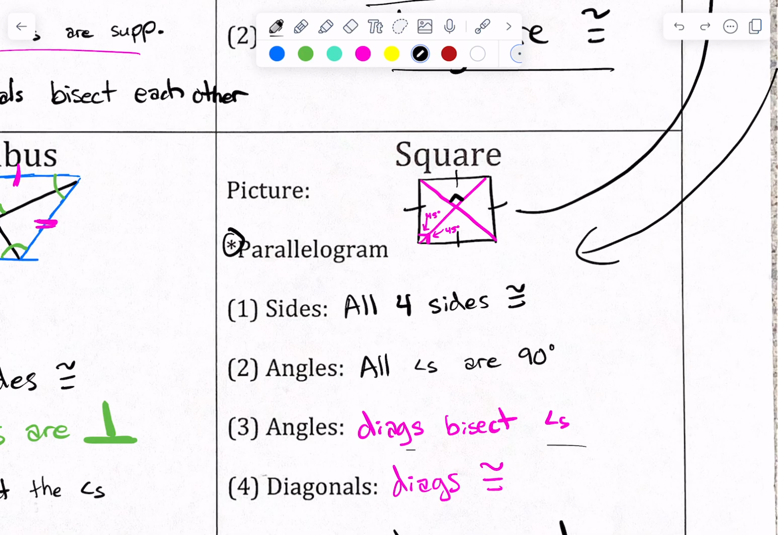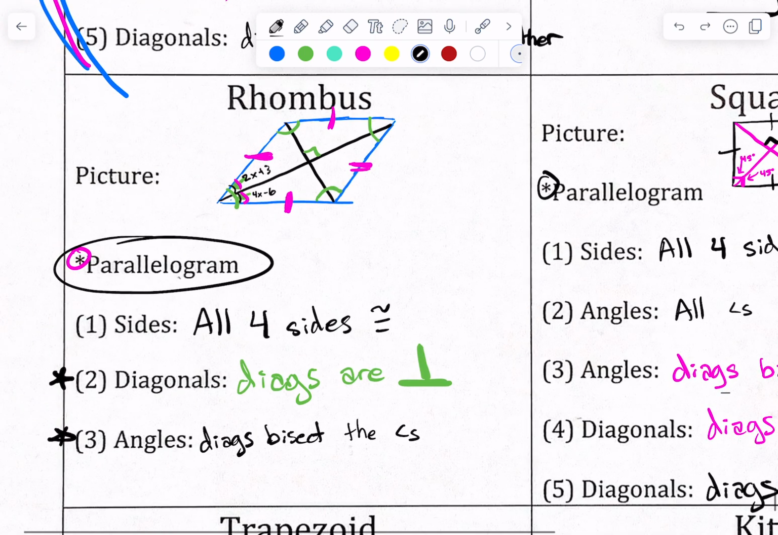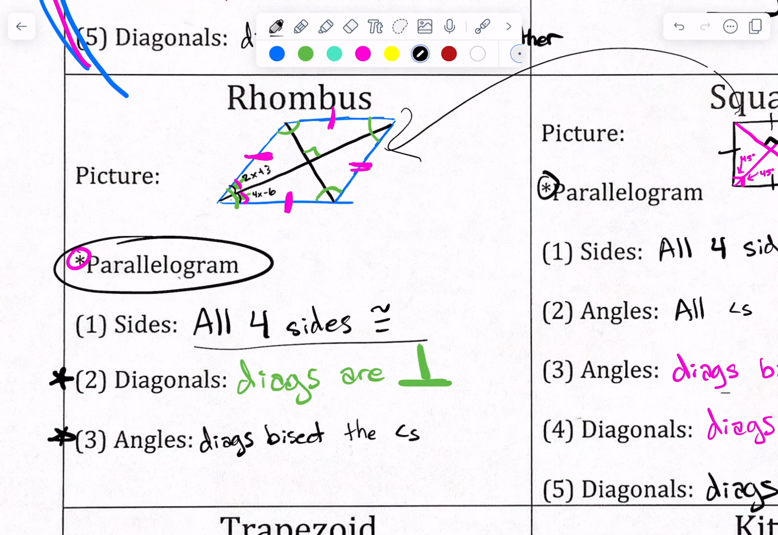Make sense? Okay, now, a square is also a rhombus, but a rhombus is not a square. In order to be a rhombus, all four sides have to be congruent, which a square is. The diagonals have to be perpendicular.